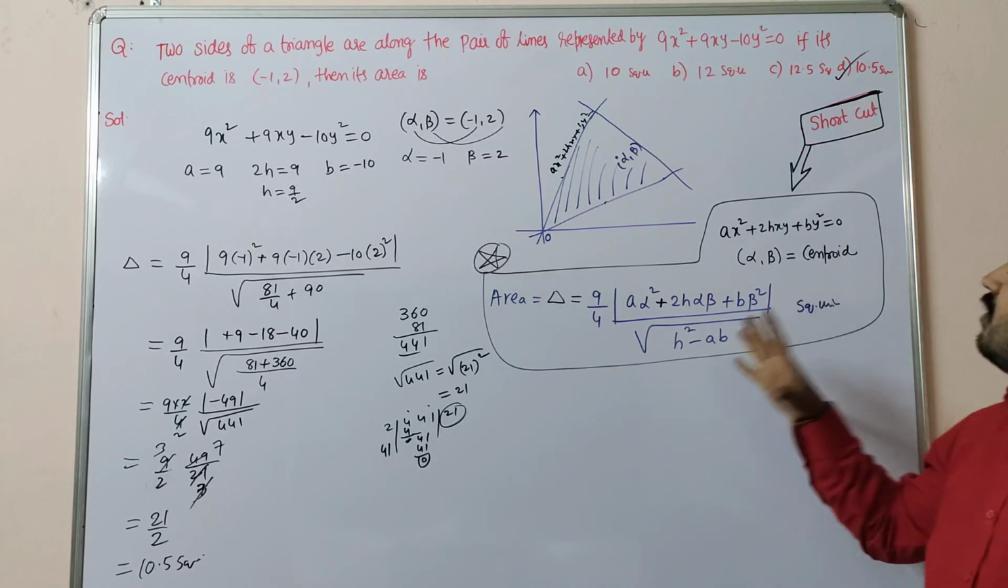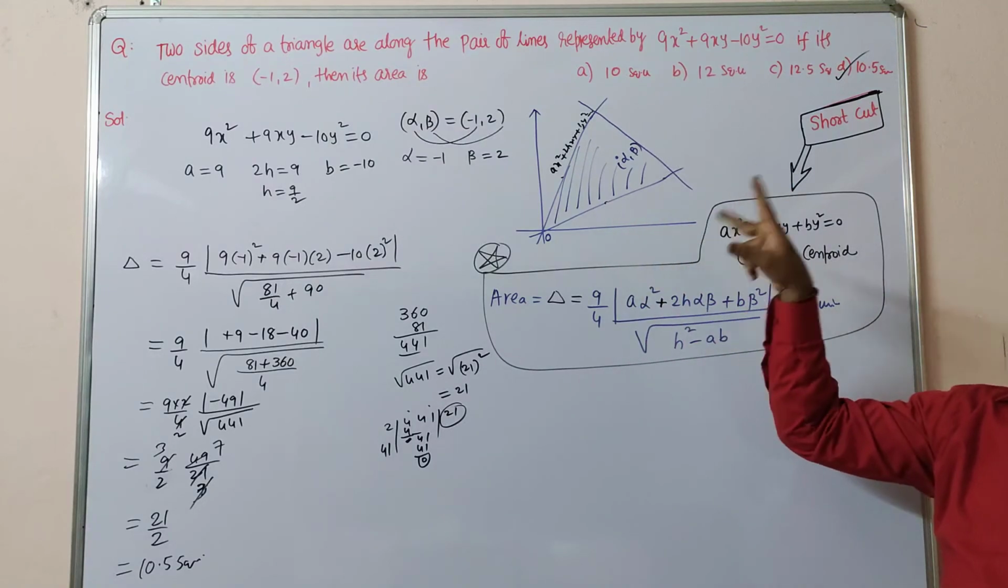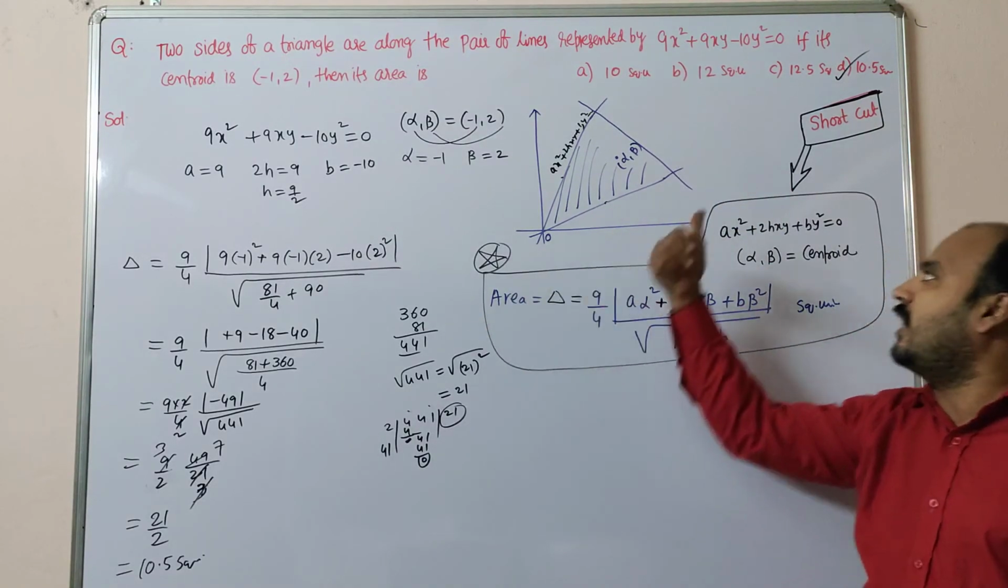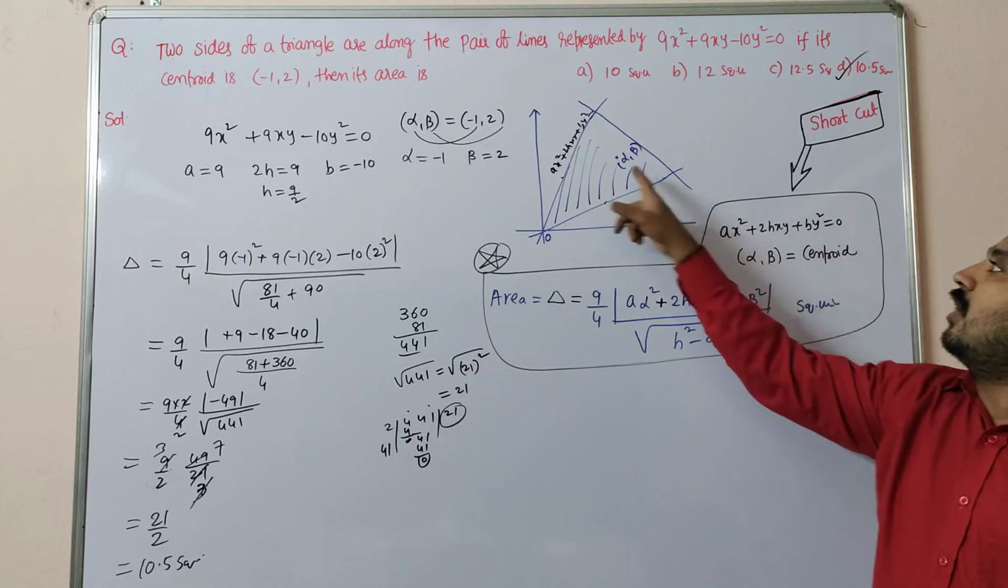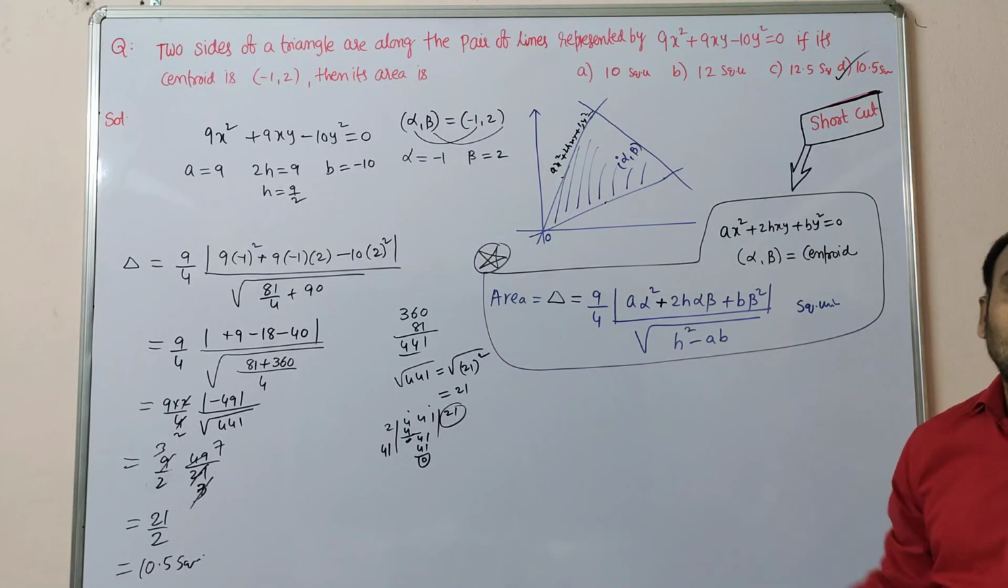So for the area of a triangle, when two sides of the triangle are given, the two sides are a pair of straight lines, and the centroid alpha comma beta, then this is the formula to calculate the area of the triangle.